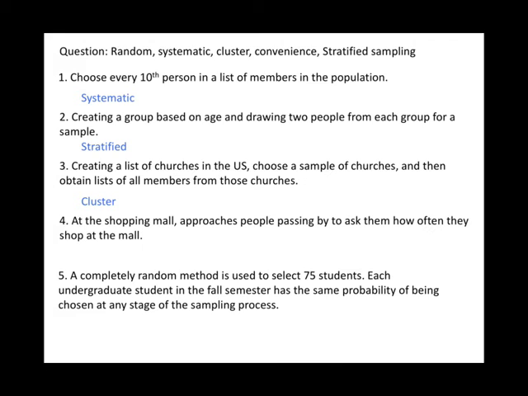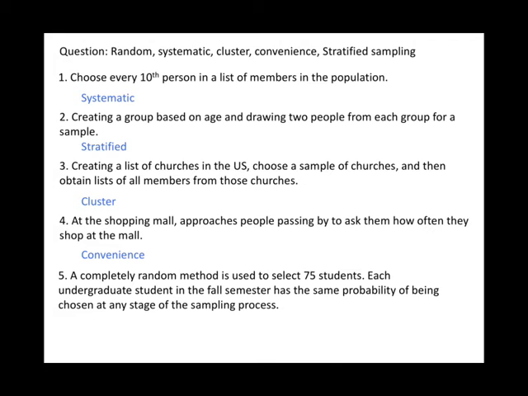Number four, at the shopping mall, approach people passing by to ask them how often they shop at the mall. Think about it, is this a convenience sampling method or simple random sample? This is going to be convenience. Remember, simple random means all the subjects have the same chance of being picked. At the shopping mall, you just approach people passing by, okay? So not all the people have the same chance of being picked. So this is convenience.